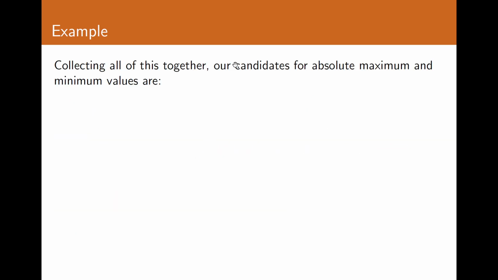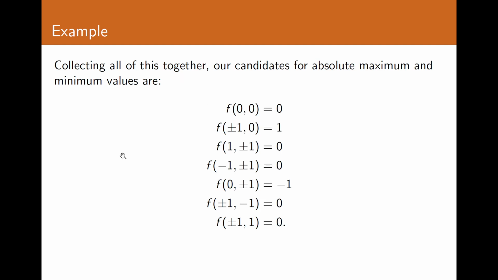So we can go ahead and make our list, just like we would have done for functions of a single variable. And here's our list. So notice I'm saving a little space here by writing this as f of plus minus 1. So this means we saw that f of 1, 0 was 1 and f of minus 1, 0 was 1. So we've done this throughout here to save some space.